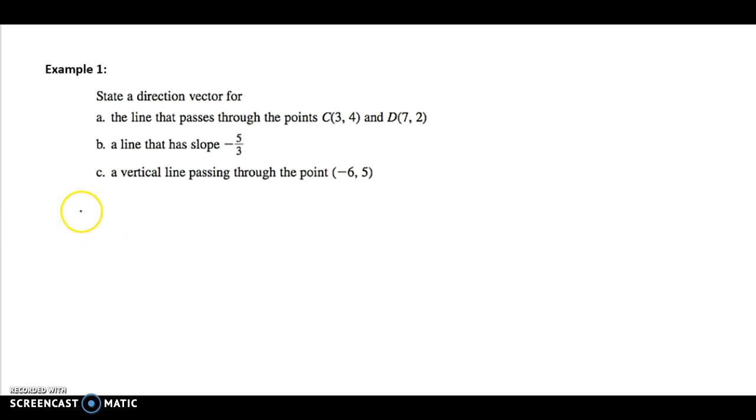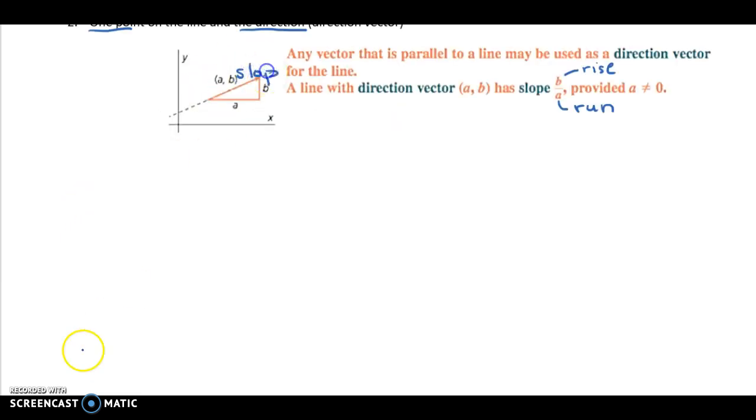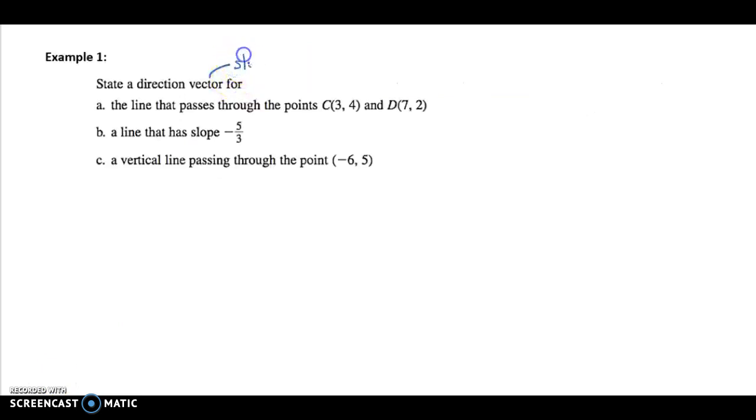State the direction vector, aka slope, for the line that passes through the points C(3, 4) and D(7, 2). To find the direction vector between 2 points, we subtract the final point minus the initial point. Concepts from last semester. So I'm going to take the components in the x's and subtract them, and the components in the y's. So 7 minus 3, comma, 2 minus 4. This gives me a direction vector of (4, -2).